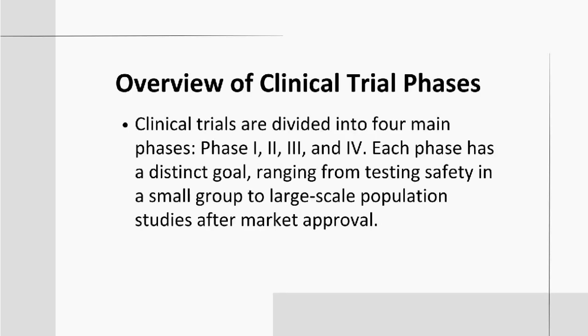Section 3. Overview of clinical trial phases. Clinical trials are conducted in 4 primary phases. Phase 1. Testing in a small group to assess safety. Phase 2. Studying effectiveness in patients with the target condition. Phase 3. Large-scale trials to confirm efficacy and monitor side effects. Phase 4. Post-marketing surveillance after regulatory approval. Each phase plays a crucial role in determining whether a treatment is safe and beneficial for patients.